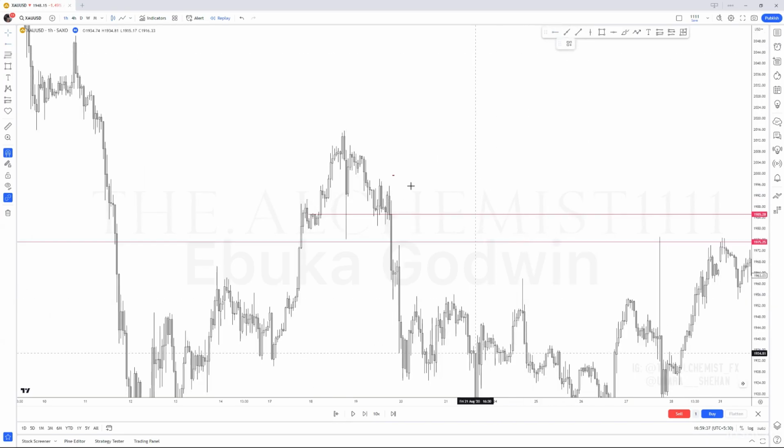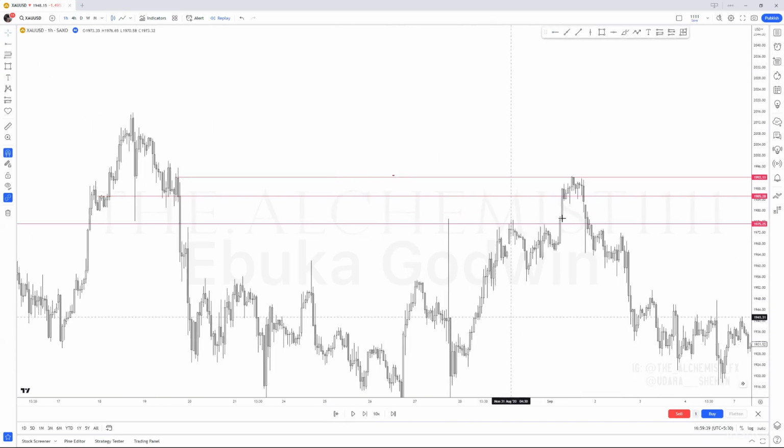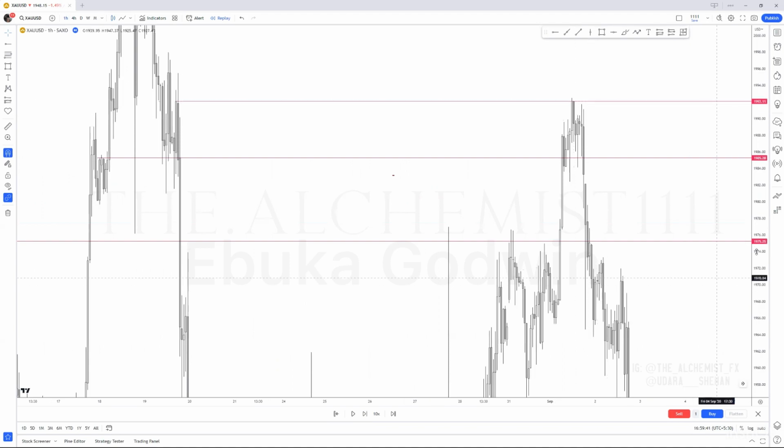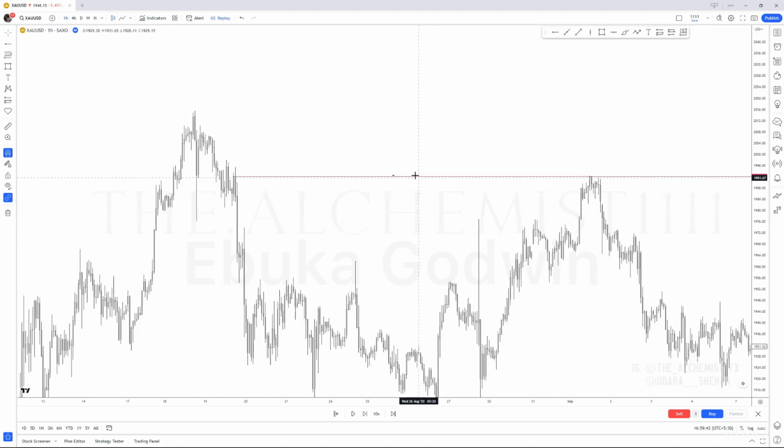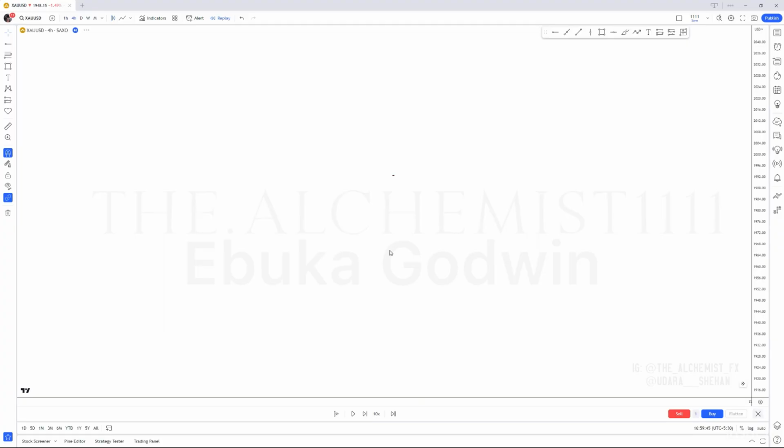We had one more H1 resistance here. That is where I tapped into, see. So we will go through all of that. Don't worry. We will go through all of it. That is not a problem.